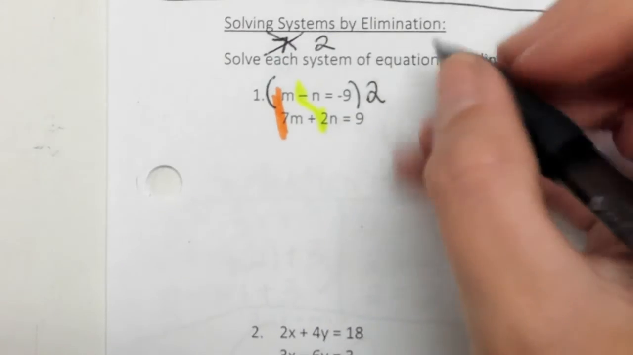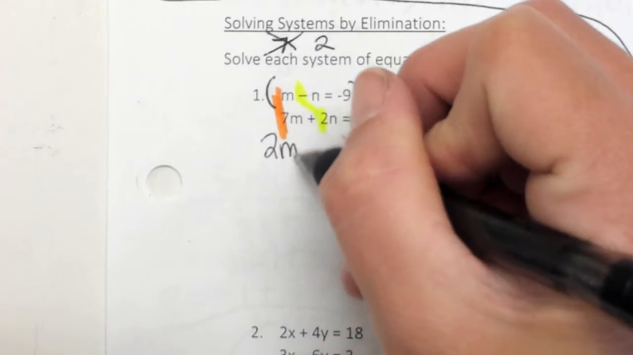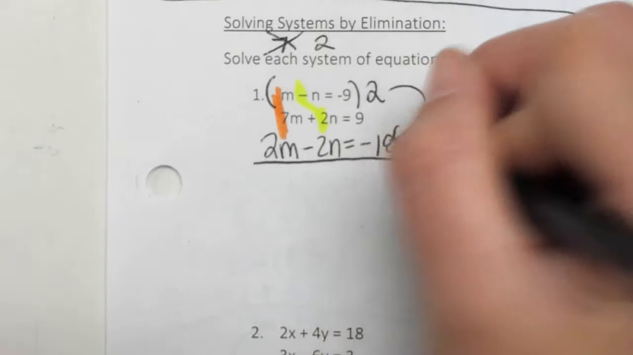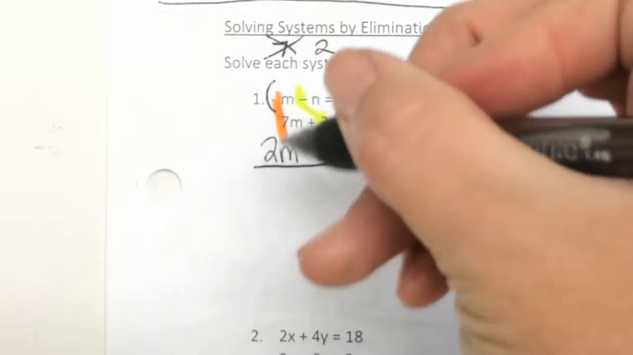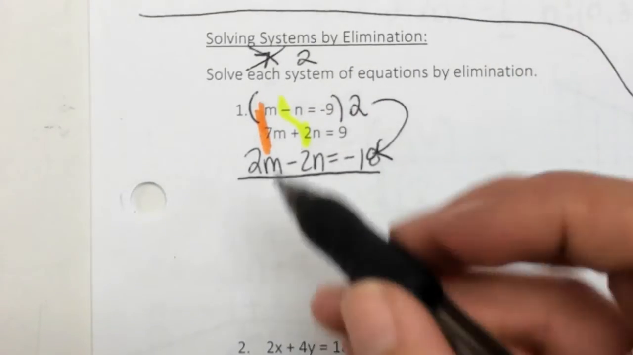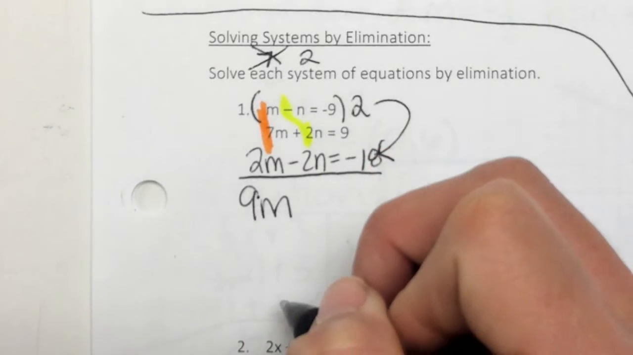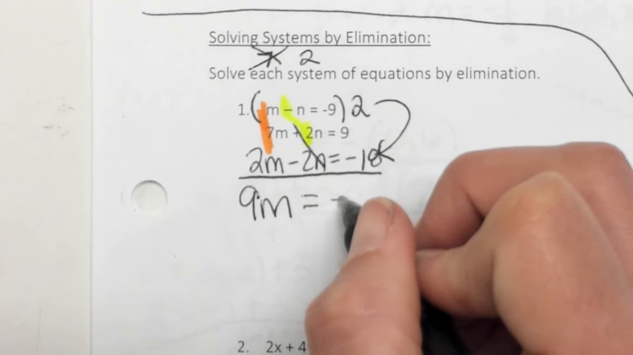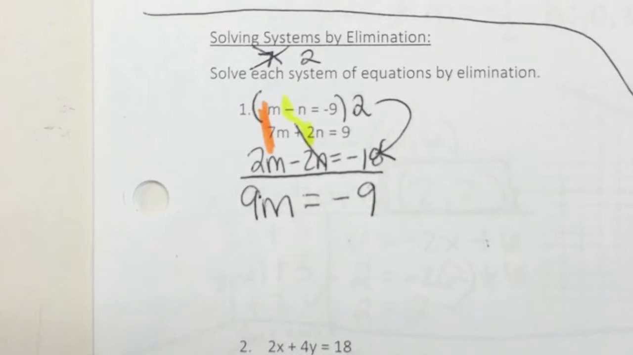We have to multiply everything, not just the n. So tell me what the whole thing will be if I multiply it by 2. Good. Equals. Very good. Now we can add them. Now that both of these have the same coefficient, the n's. So what is 7m plus 2m? Good. What happens to the n's? And what's 9 minus 18? Good. So now we've canceled, we have eliminated the n's.